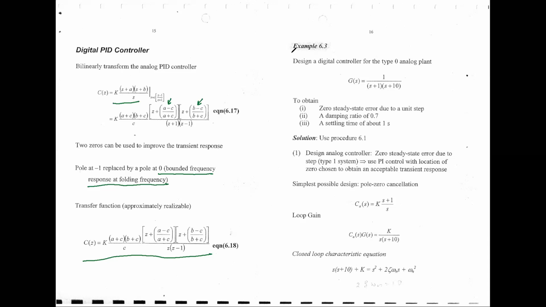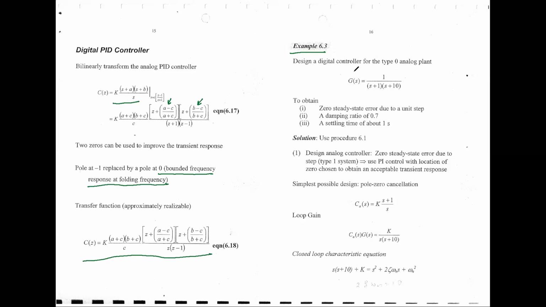Example 6.3. For this example, I'll also provide a MATLAB version of the solution. It says design a digital controller for a type 0 analog plant given as G(s) equals 1 over (s plus 1) times (s plus 10) to obtain zero steady state error due to a unit step. So if we provide a unit step input, you must get a zero steady state error. Number 2, you must have a damping ratio of 0.7, so zeta must be 0.7, and a settling time of about 1 second. So these are the three design criteria.